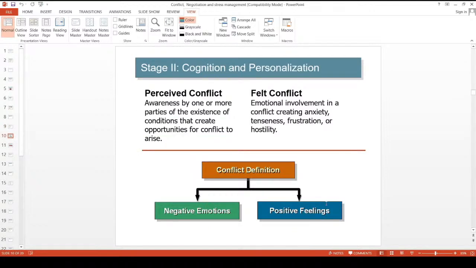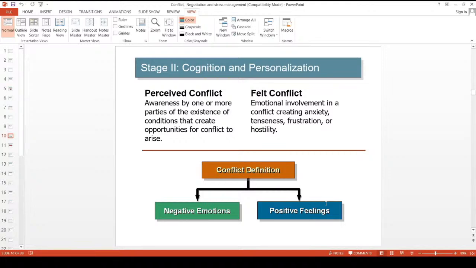The second stage of this conflict process is cognition and personalization. Antecedent conditions lead to conflict only when the parties are affected by and aware of it. Conflict is personalized when the individuals become emotionally involved. So in that sense, we can say that there are two types of conflict. One is the perceived conflict, the other one is the felt conflict. Perceived conflict is the awareness by one or more parties of the existence of conditions that create opportunities for conflict to arise. That is, one or the other party perceives that there may be a situation which can lead to conflict in future.